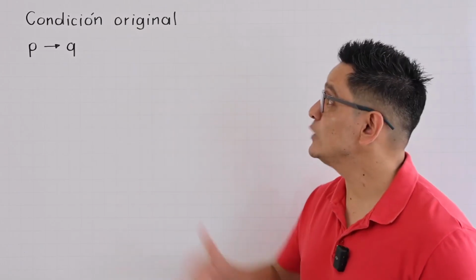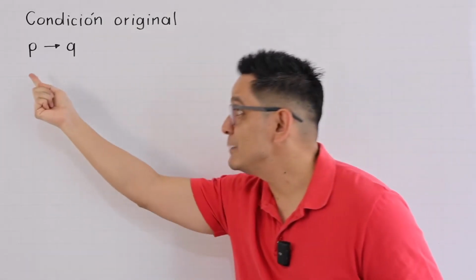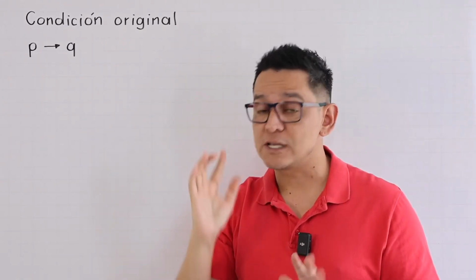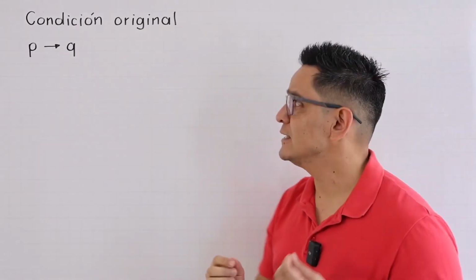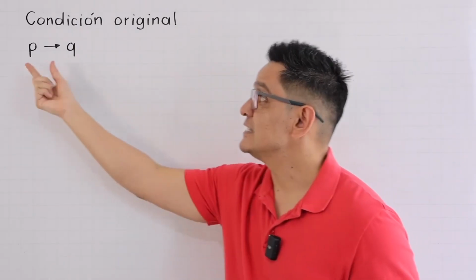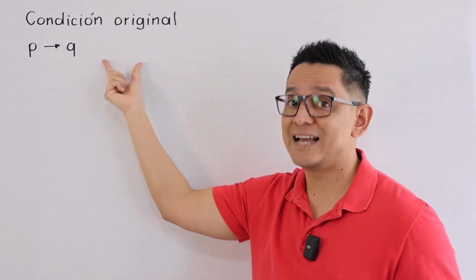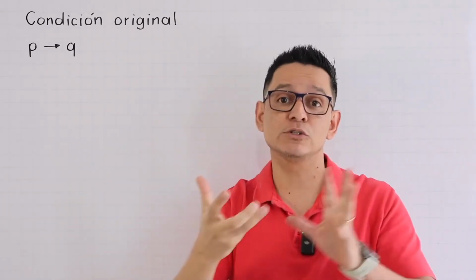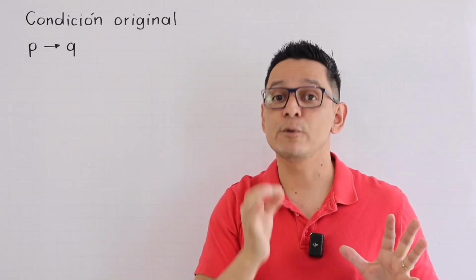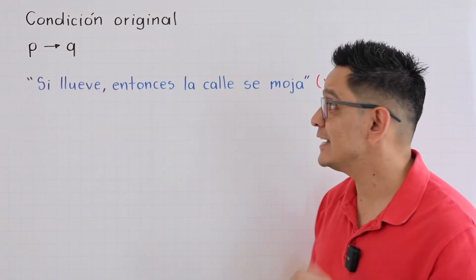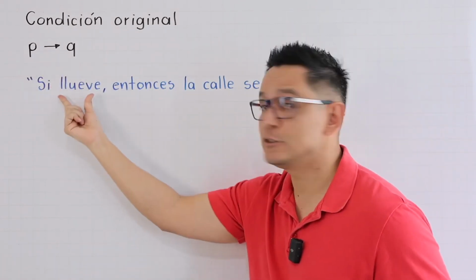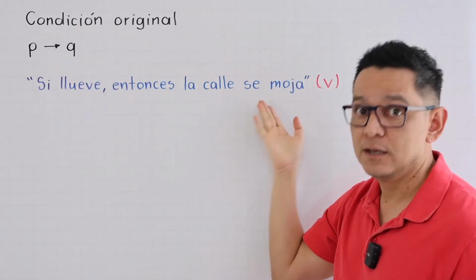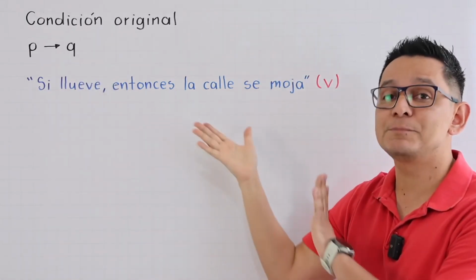Let's start with our original conditional. If P, then Q. And so that everyone is on the same page and we don't get confused, let's say the proposition is, if it rains, then the street gets wet. Everyone agrees with that, right? If it rains, then the street gets wet. This is a true proposition. In this case, the antecedent P is it rains, and the consequent Q is the street gets wet. Agreed. This proposition is true.